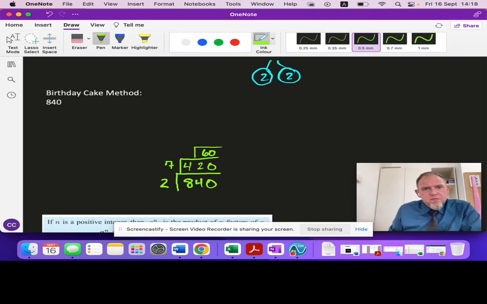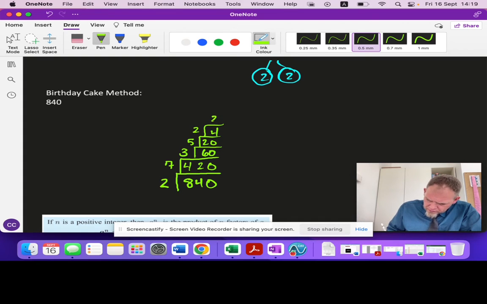So 60 times 7 is 420. And then if I kept going, 60 is 3 times 20, so I'll put a 3 here, and I end up with 20. Keep going. 5's prime, so I can divide by 5. It would give me 4.